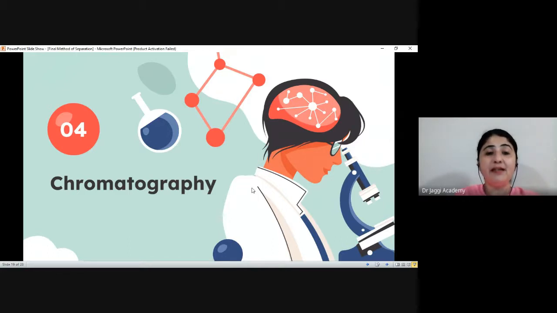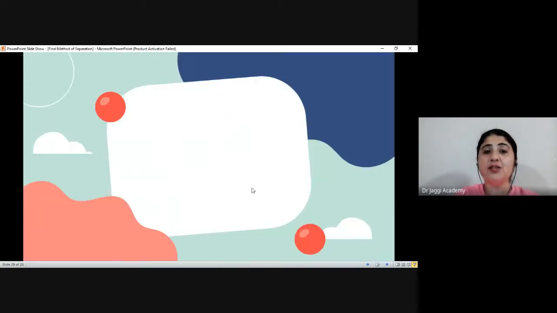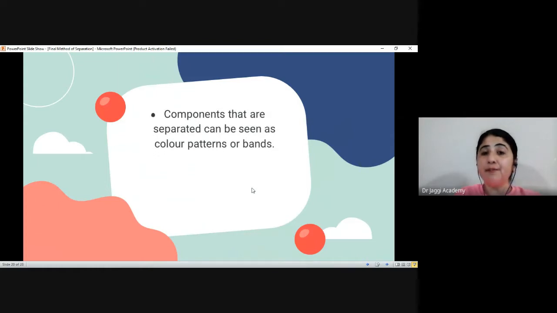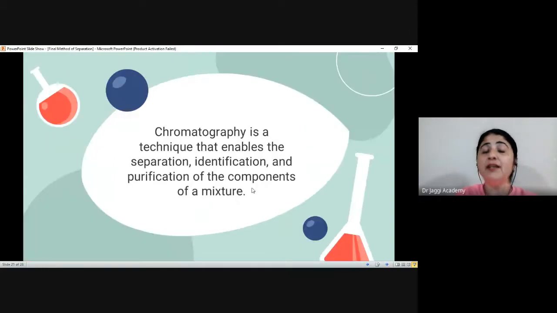The fourth method is chromatography. As the name indicates, chromatography is formed by the combination of two words. One is chromo, which means color. Second is graphy, which means pattern. So chromatography is a process in which the components you want to separate can be seen in the form of color patterns or color bands. The separation of two or more components takes place on the basis of their mobility or movement. In a broader view, chromatography is a technique that enables the separation, identification, and purification of the components of a mixture.